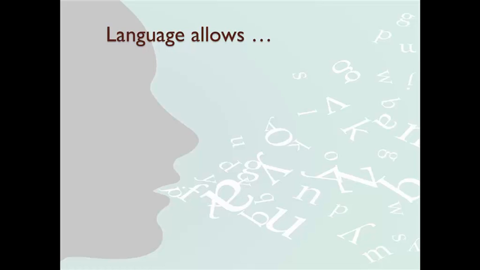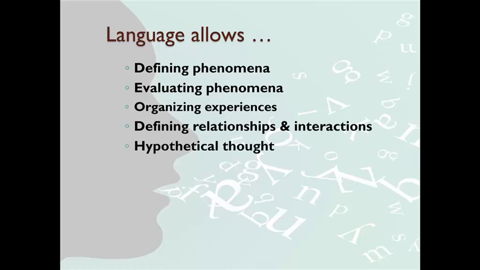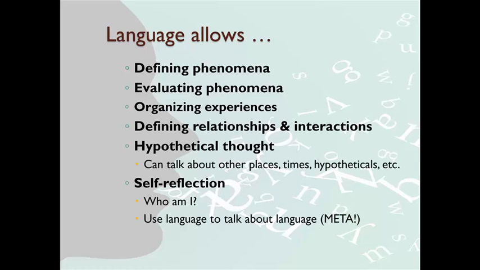So language allows us to do some very important things. It allows us to define phenomena, to evaluate the phenomena, to organize our experiences, to define our relationships and interactions. It allows for us to have hypothetical thought, and it allows for self-reflection. So defining phenomena, we can label things. Evaluating them, we can pass judgment on them. Are these good things? Are these bad things?